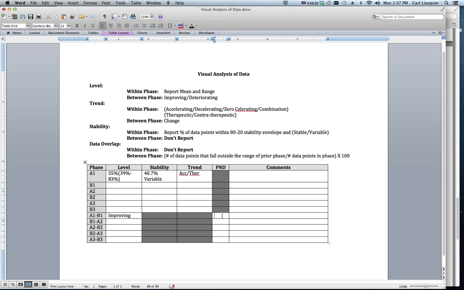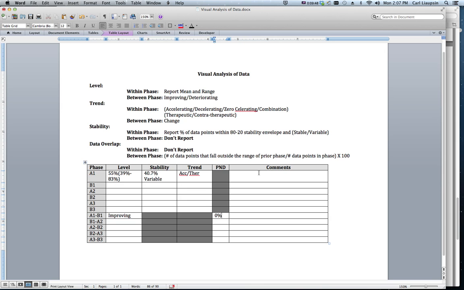So here, between the first two phases, that is a 0%. What percent of the non-overlapping data? So there is no non-overlapping data. All of it is overlapping.